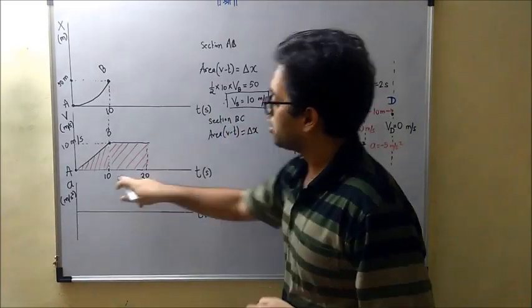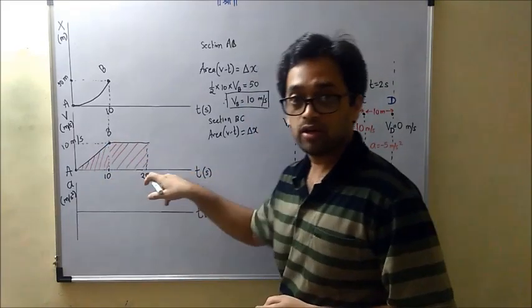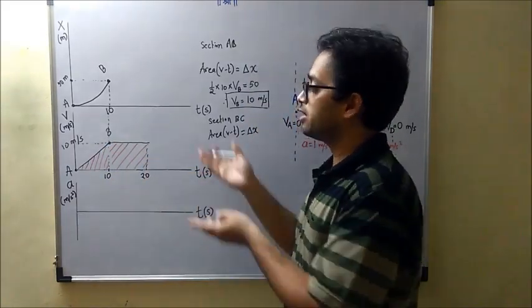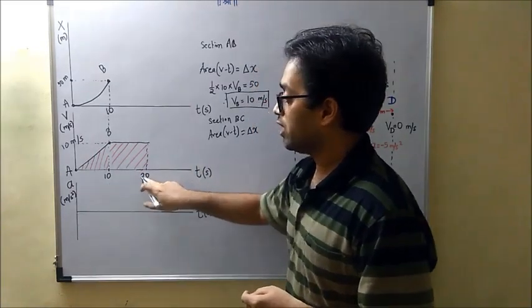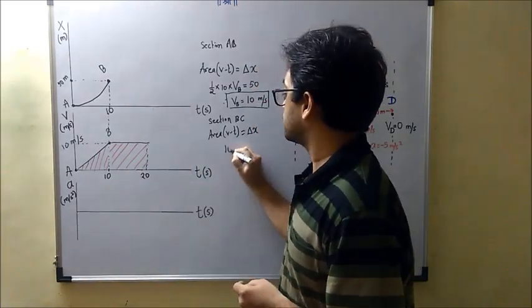Okay. So what is the area under the VT curve? Now it looks like a rectangle, right? What is the area of a rectangle? It is length into width. So how much is it? 10, 20. So what is the difference? This is only 10 seconds.